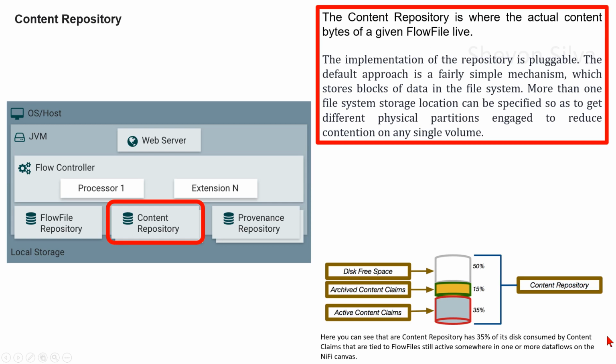These two properties are enforced using an OR policy. Whichever maximum occurs first will trigger the purging of the archive. Here you can see the content repository: disk free space is 50%, archived content claims 15%, and active content claims 35%.